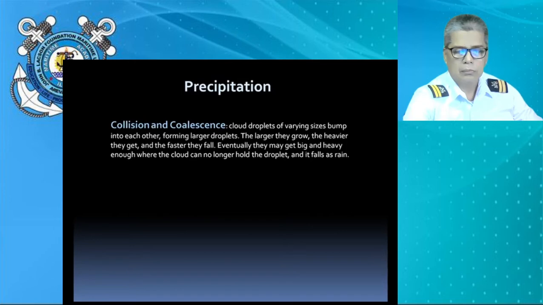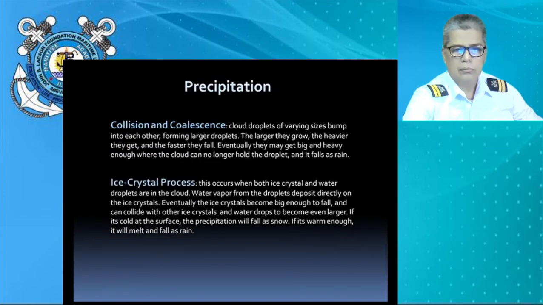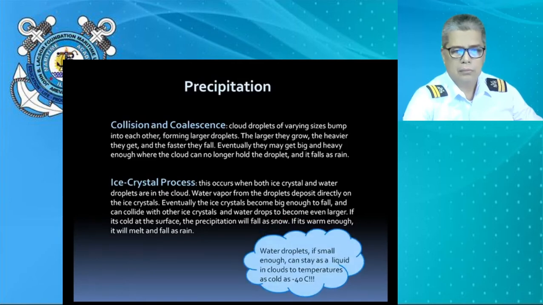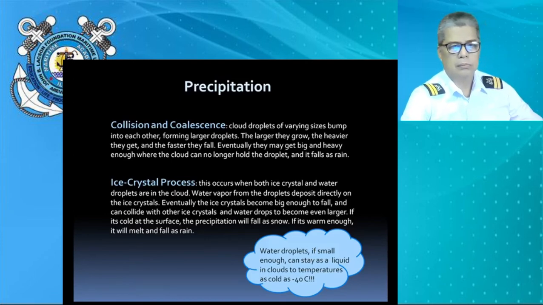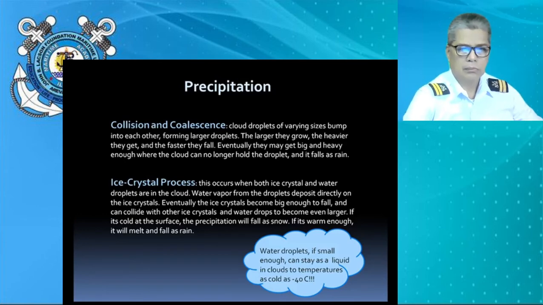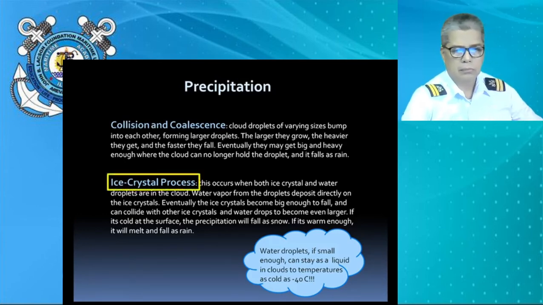The other process is the ice crystal process. In this process, both ice crystals and supercooled water exist together in a cloud. Water can exist at sub-freezing temperatures if small enough. Water vapor from supercooled cloud droplets are drawn to the ice crystals, depositing on the ice crystals to form bigger ones. Gradually, these crystals become big and heavy enough to fall, colliding with other ice crystals and cloud droplets on the way down, becoming even larger. Then, depending on the temperature profile in the atmosphere, they can reach the ground as snow, rain, or another precipitation type. The ice crystal process is the dominant process for developing precipitation across the United States.